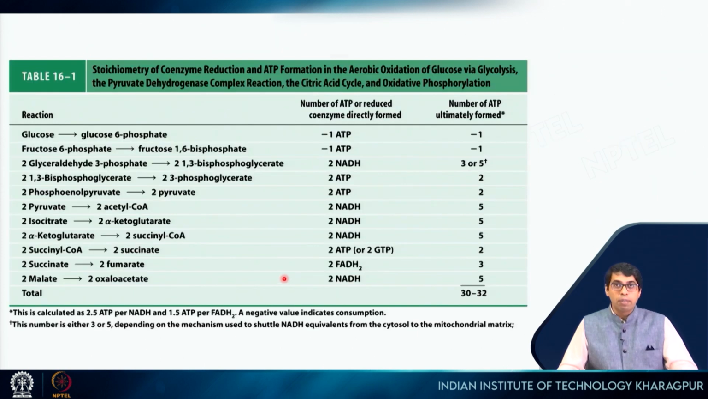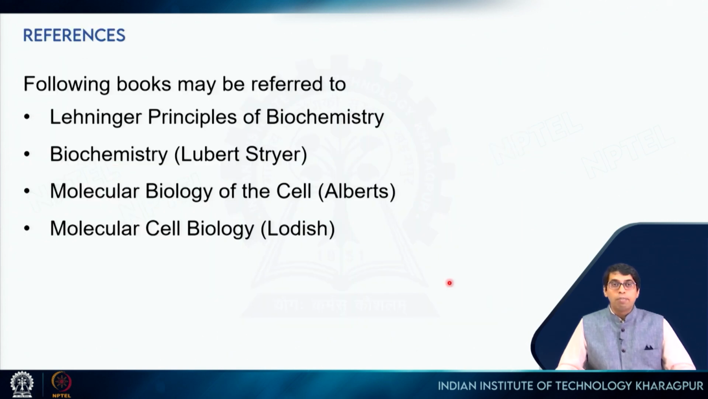So, if we go back to this table, you see that from NADH, and from succinate converted to FADH2, we will get 3 or 5 because it is calculated as 2.5 ATP per NADH and 1.5 ATP per FADH2, which is coming from succinate. So, oxidation of glucose will result in the formation of 30 to 32 molecules of ATP. For this part you can follow any biochemistry book. Primarily Lehninger Principles of Biochemistry is a very good book for this particular lecture.